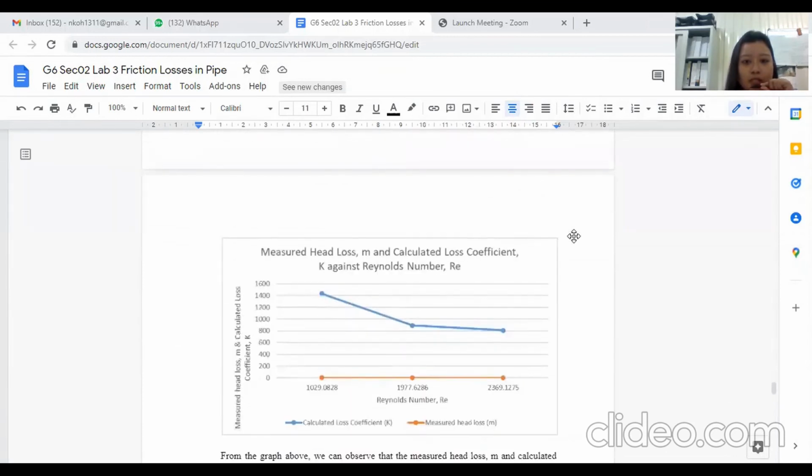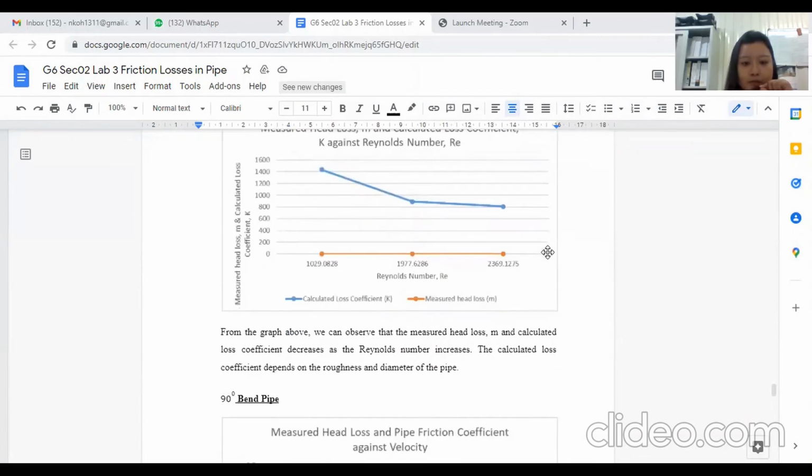For the measured head loss and calculated loss coefficient against Reynolds number, from the graph above, you can observe that the measured head loss and calculated loss coefficient decrease as the Reynolds number increases. So we can conclude that the calculated loss coefficient depends on the roughness and diameter of the pipe.